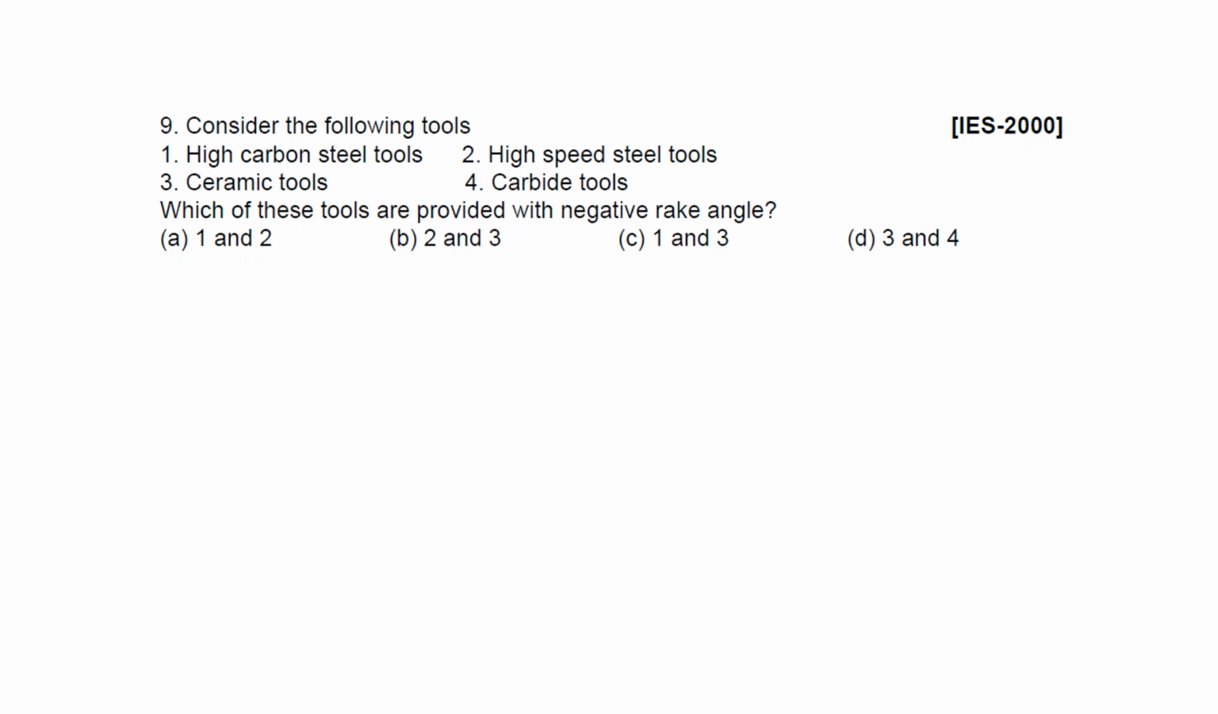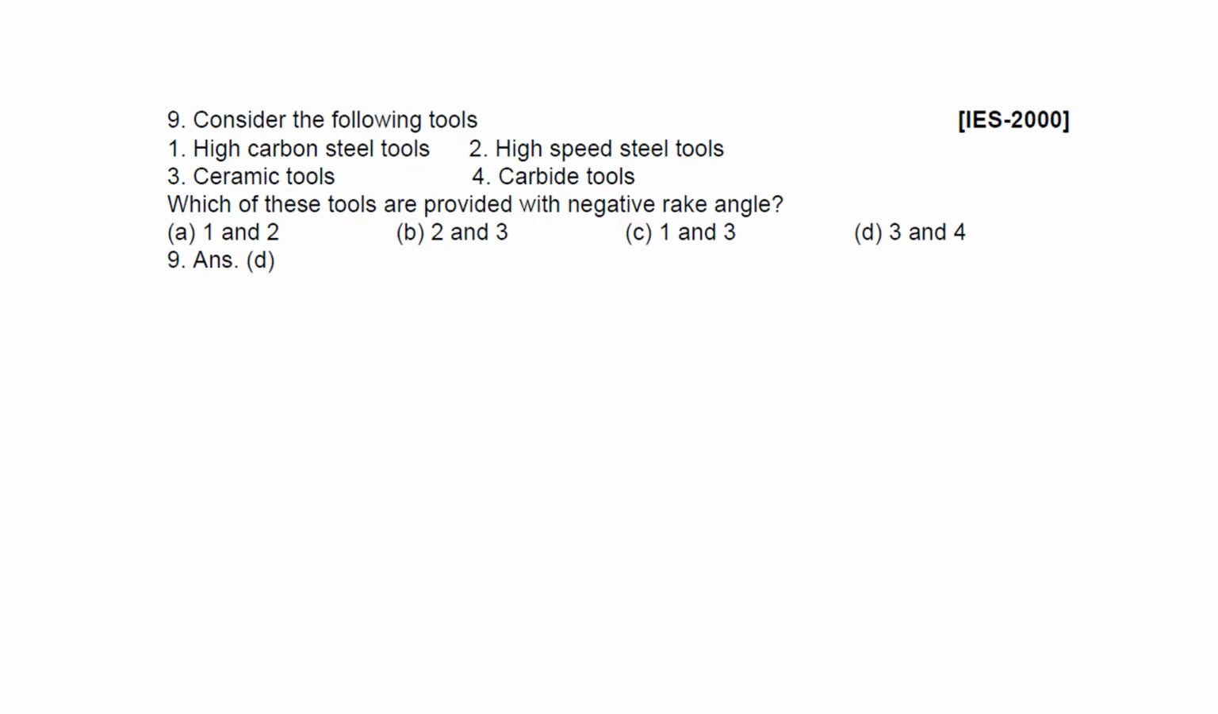Next question. Okay, which of these tools are provided with negative rake angle. Consider the following tools: high carbon steel tool, high speed steel tool, ceramic tool, and carbide tools. So which tools are provided with negative rake angle. Okay, so its answer is actually the ceramic tool and carbide tool. These are provided with negative rake angle. Okay, so its answer is D. Okay, so high carbon steel is wrong, high speed steel tool is also wrong.